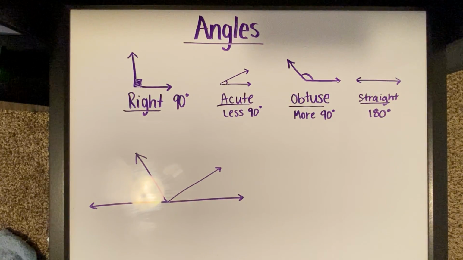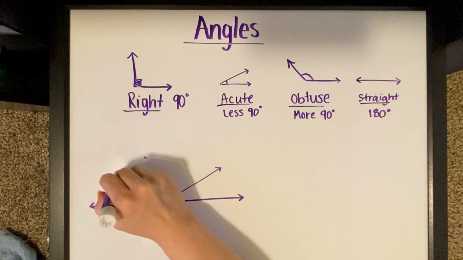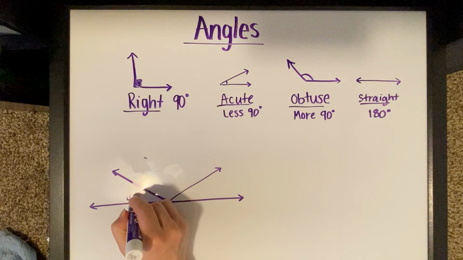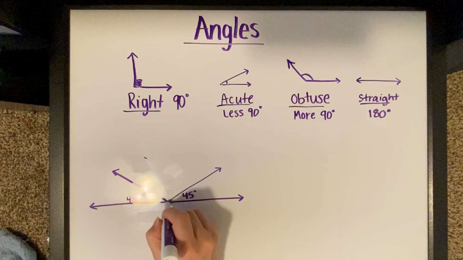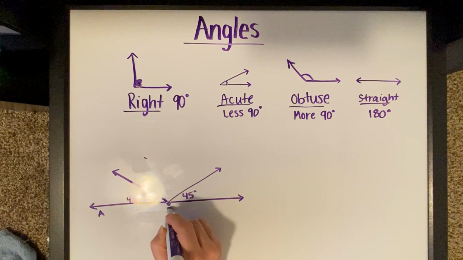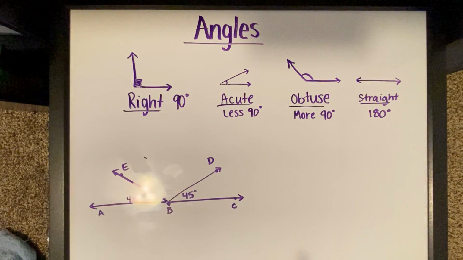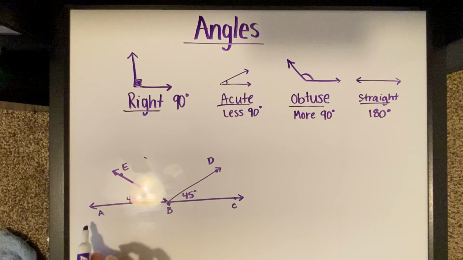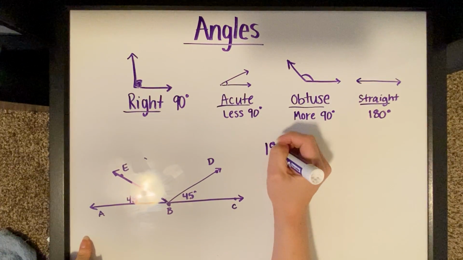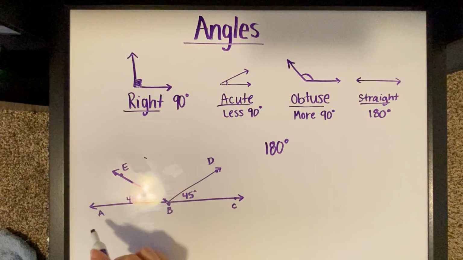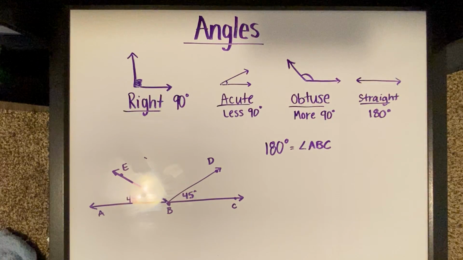And right here, if we know that this angle is 45 degrees and this angle is 45 degrees, let me label this A, B, C, D, E. So I've labeled it. I know angle ABC is a straight angle, so I know my total is 180 degrees.